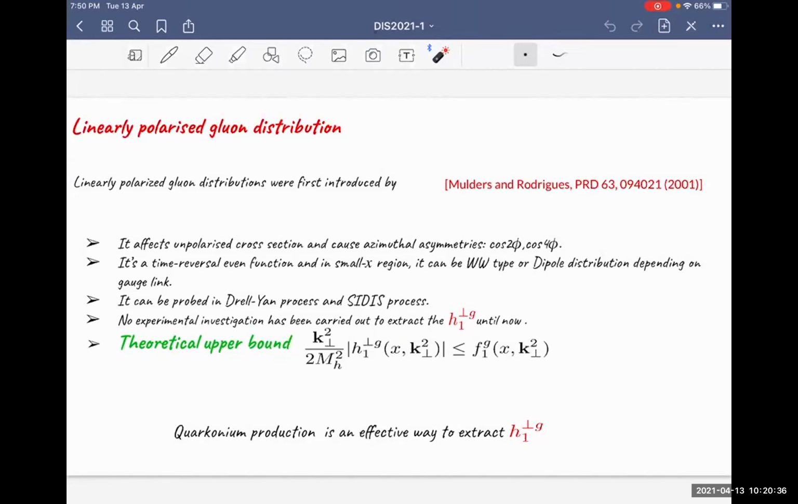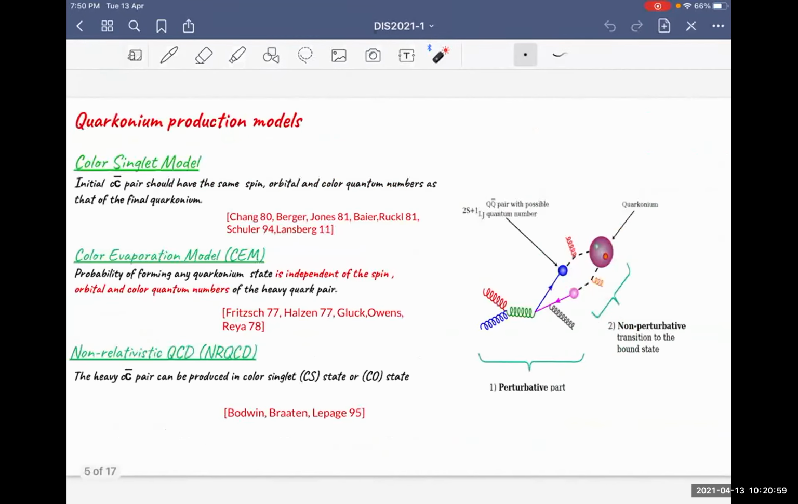But until now, there are no experimental investigations where these linearly polarized gluon distributions have been carried out. The only thing we know about them is that they follow this theoretical bound. So quarkonium production at the EIC is an effective way to extract these linearly polarized gluon distribution functions.